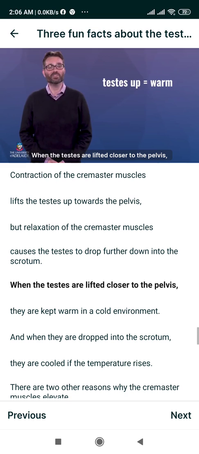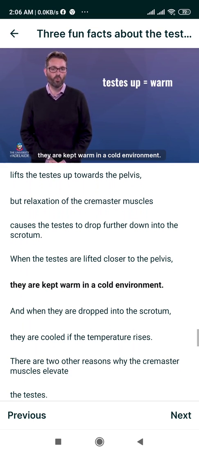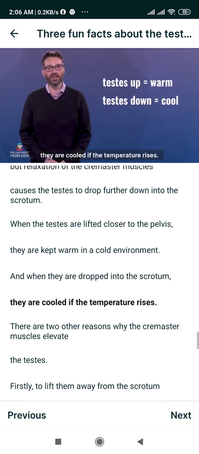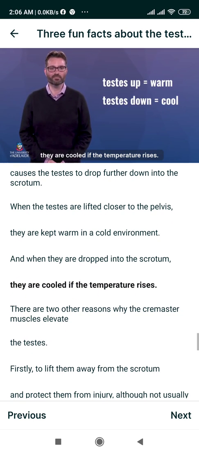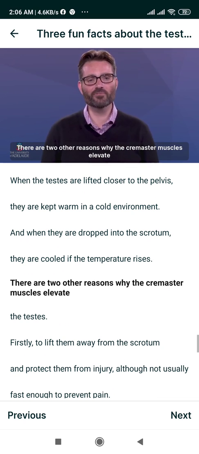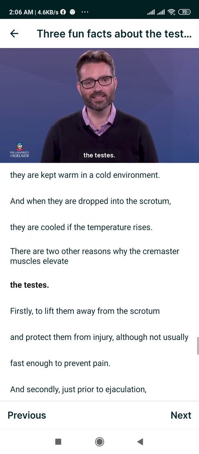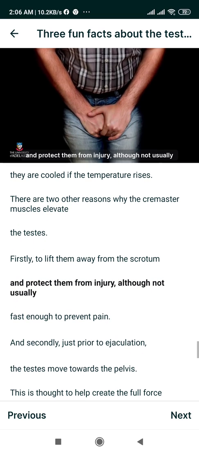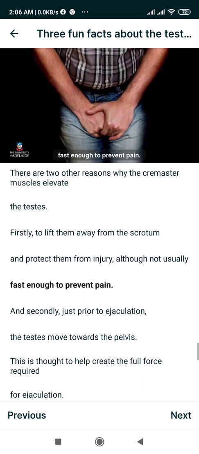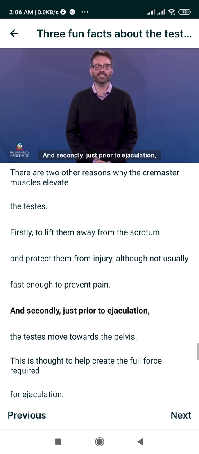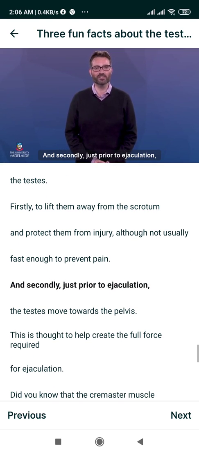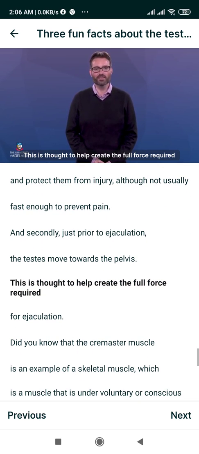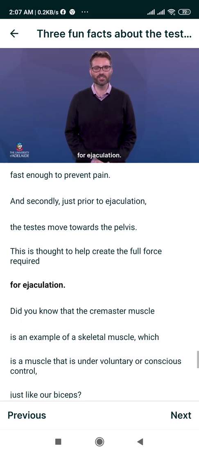When the testes are lifted closer to the pelvis, they are kept warm in a cold environment. And when they are dropped into the scrotum, they are cooled if the temperature rises. There are 2 other reasons why the cremaster muscles elevate the testes. Firstly, to lift them away from the scrotum and protect them from injury, although not usually fast enough to prevent pain. And secondly, just prior to ejaculation, the testes move towards the pelvis. This is thought to help create the full force required for ejaculation.